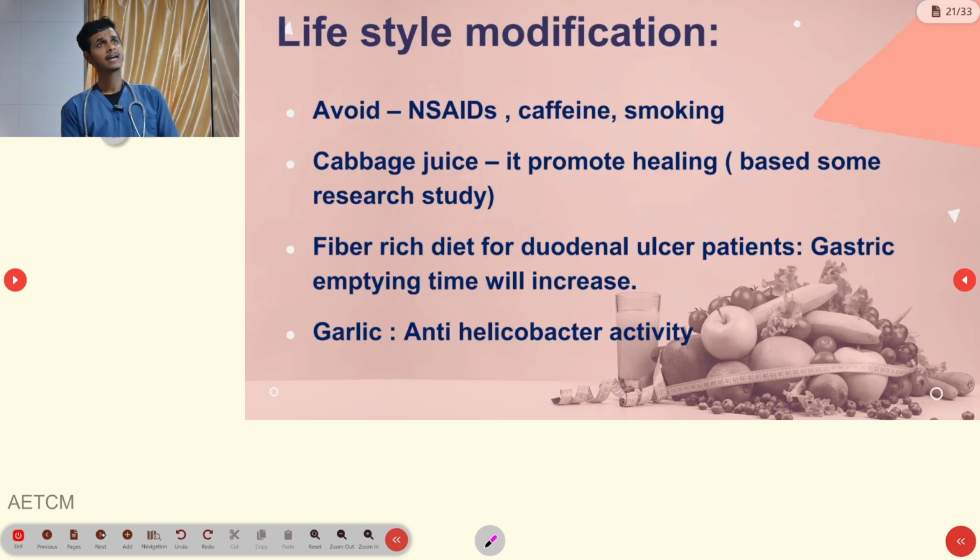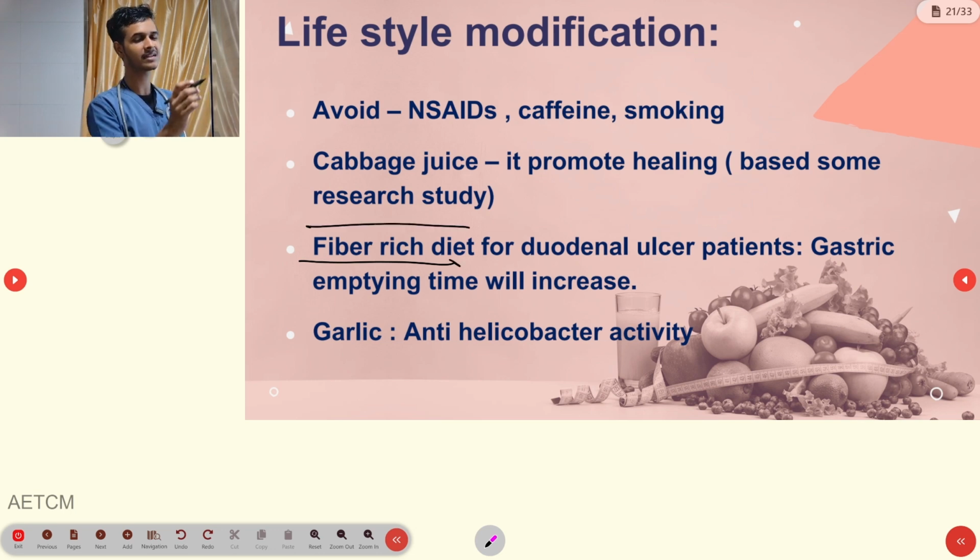So, first we will see lifestyle modification. What advice do you have to give the person? We have to ask them to avoid NSAIDs, caffeine, and smoking. These are the risk factors, right? Dietary instruction wise, we can advise cabbage juice, and a fiber-rich diet in duodenal ulcer cases, because fiber-rich diet takes a long time to digest, so it will stay in the gastric part for a long time. For that reason we can advise them, and garlic also has anti-Helicobacter activity.